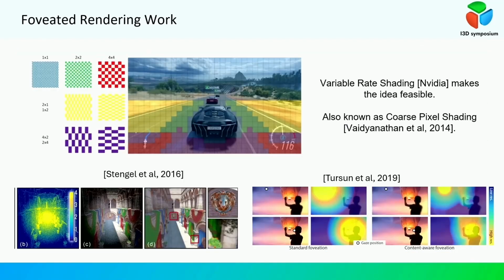Existing work on this includes variable rate shading, which is what allows us to do lower resolution rendering in specific parts of the screen to begin with, followed by work by Stenger et al., which tries to make the falloff from the fovea to the periphery much more accurate to the human visual system. Then Thurston et al. improved upon this a step further by adding luminance conditions into the equation.